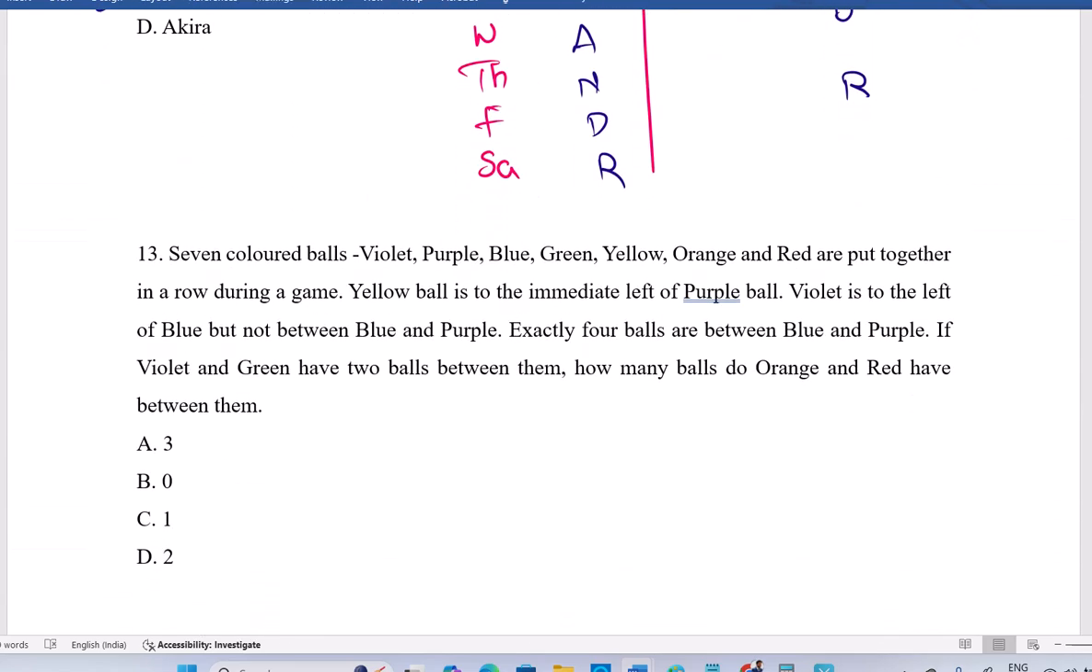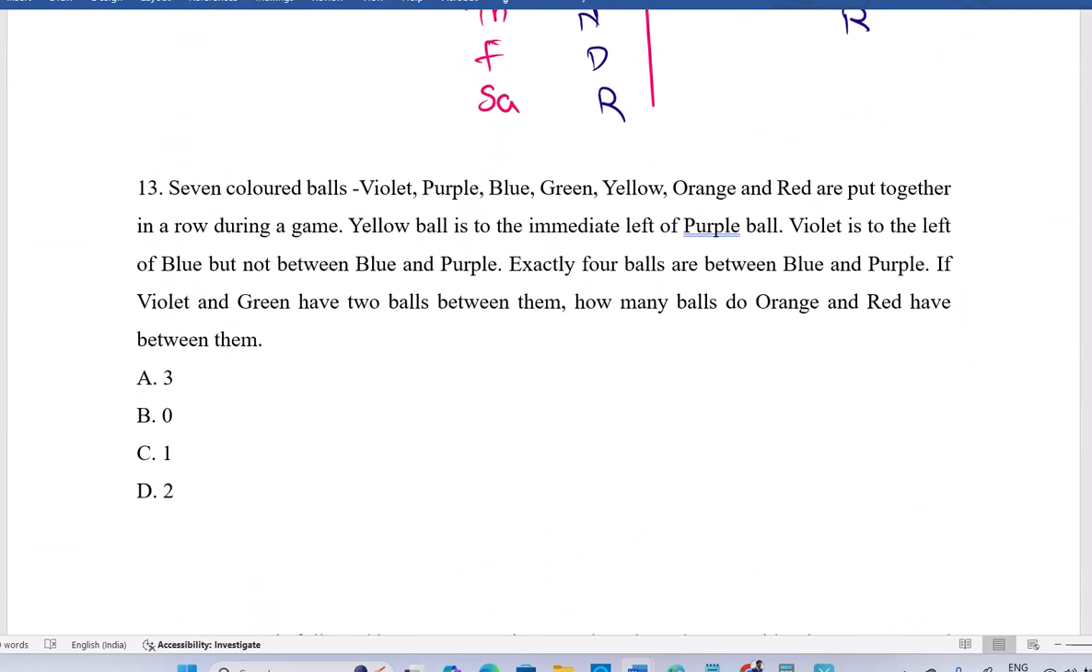Now, let's move into this 13. So, 7. Yellow is immediate left of purple. Purple, immediate left is yellow. Exactly 4 balls between blue and purple. So, one chance blue here, the other chance 1, 2, 3, 4 blue here. Total 7, right? Okay.